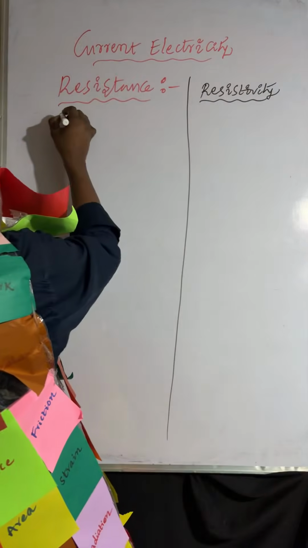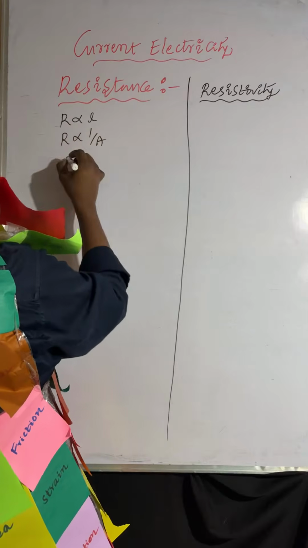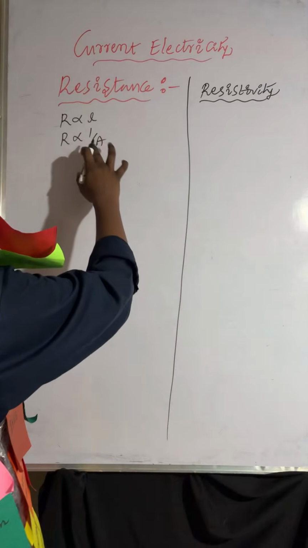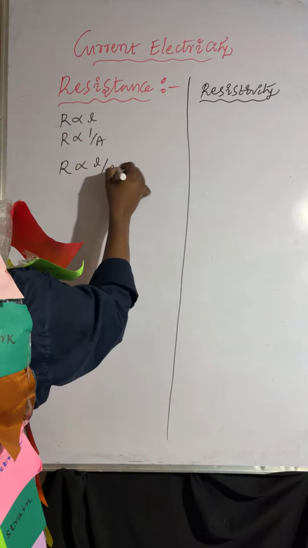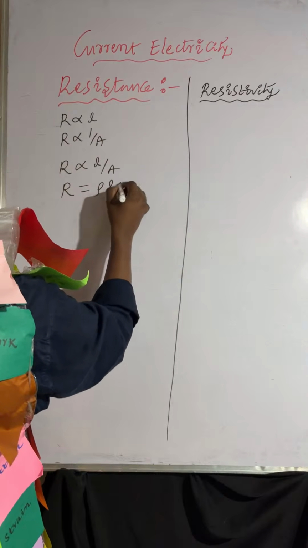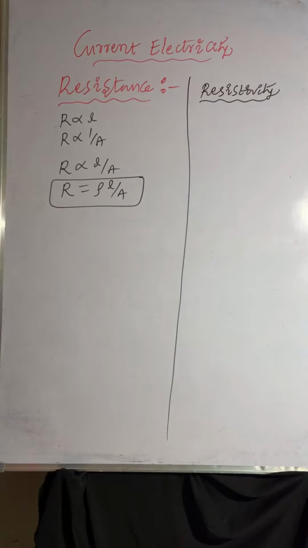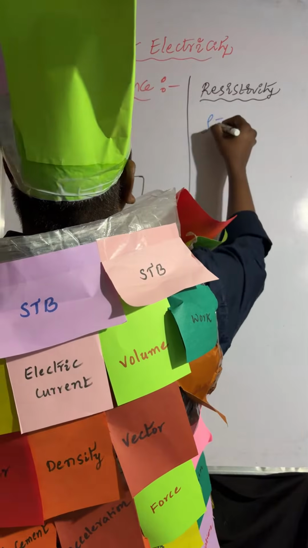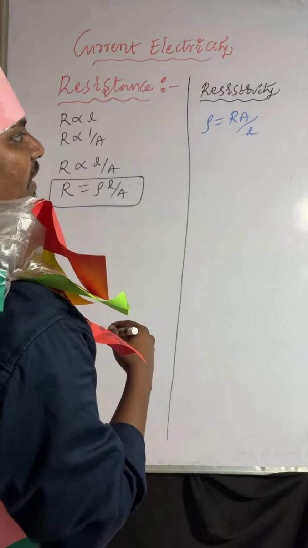Okay. So first one, resistance is directly proportional to the length of the conductor. Resistance is inversely proportional to the area of cross section. So R equal to rho into L by A. Coming to here, rho equal to R A by L.